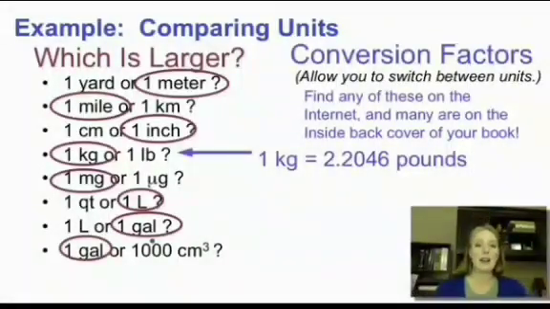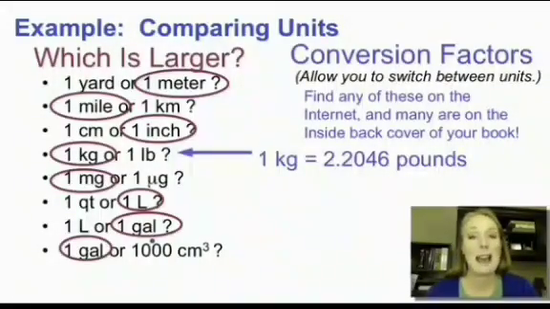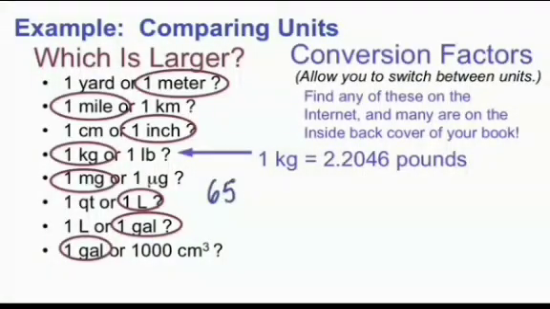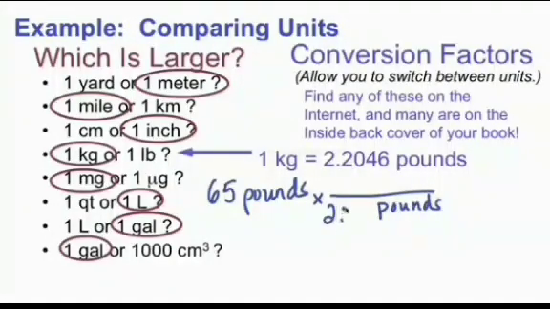For example, if I asked you, what is the mass in kilograms of a 65-pound sack of flour? How would we do that calculation? Well, with dimensional analysis, we would start with what we have, 65 pounds, and then I would use a conversion factor. I'm going to write the conversion factor as a fraction. I want the fraction to have the unit that I don't want on the bottom. So I'm going to put pounds on the bottom, 2.2046 pounds. And the unit that I do want on the top, 1 kilogram.